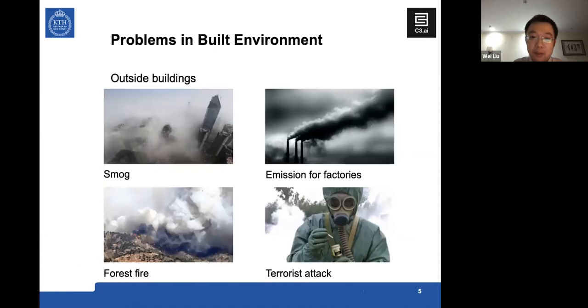In the outdoor environment, there are also numerous air pollution problems, for example the smog in developing countries, the over-standard emissions from factories, and emergencies such as forest fires and terrorist attacks. Even though people spend most of their time indoors, those outdoor contaminants can be transported indoors through the ventilation system and air infiltration.